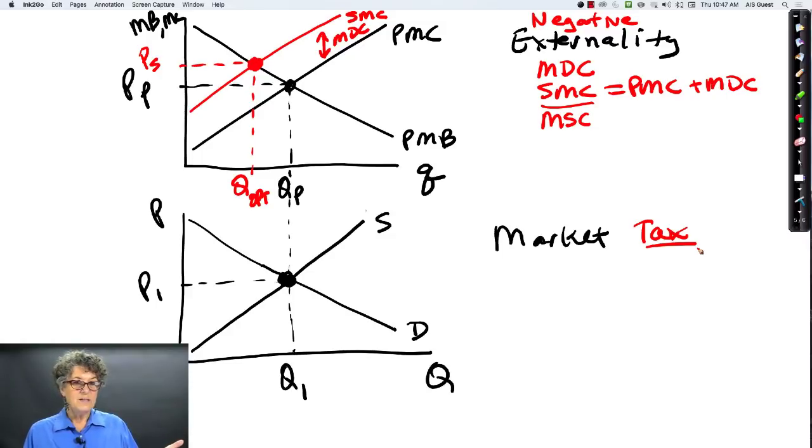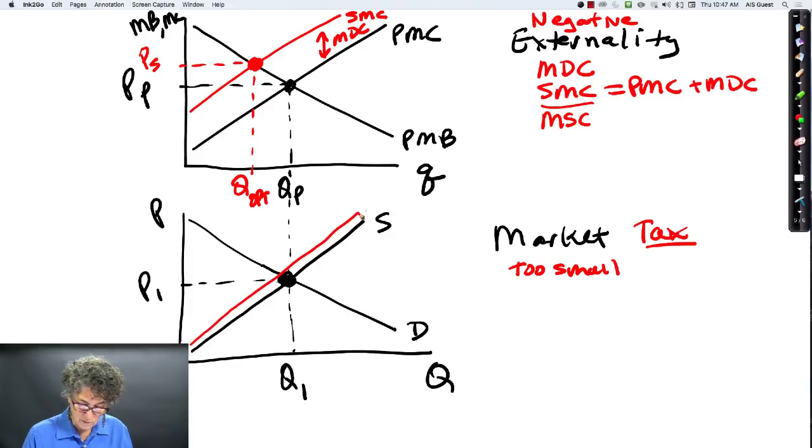Remember that we could apply the tax either to have it paid by the seller or paid by the buyer. I'm going to have it paid by the seller, so what it's going to do is it's going to shift my supply curve. I think you probably know where I'm going to go. If the tax is too small, it's going to shift my supply curve only a little bit. So that's supply 1 plus a small tax.